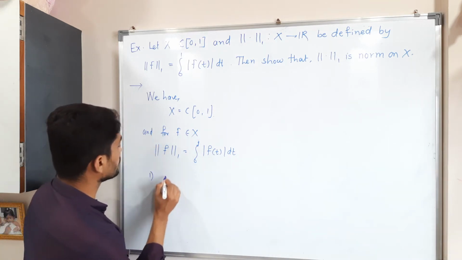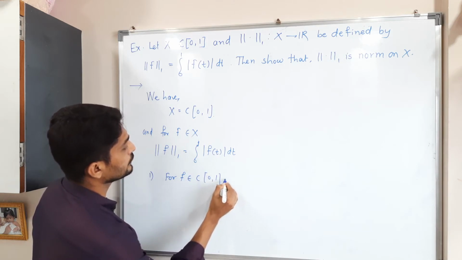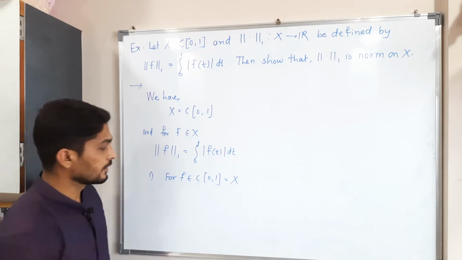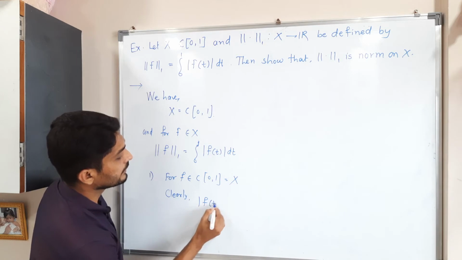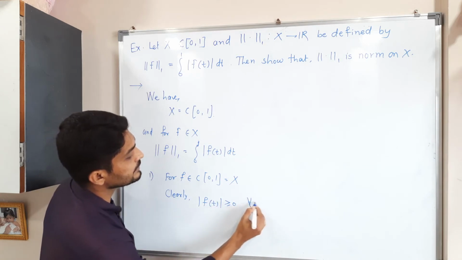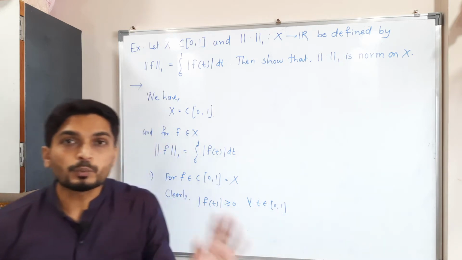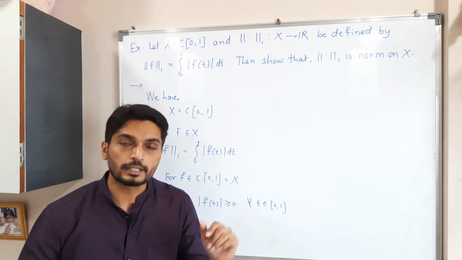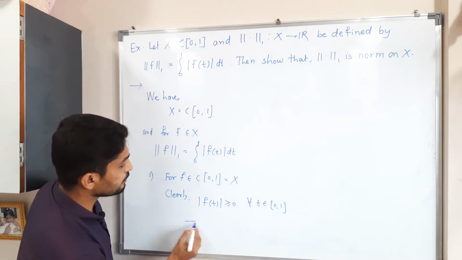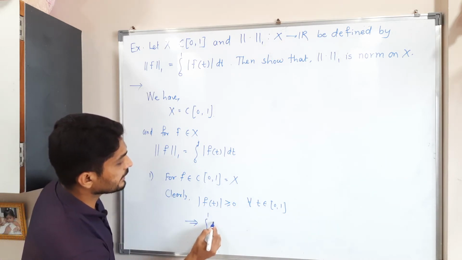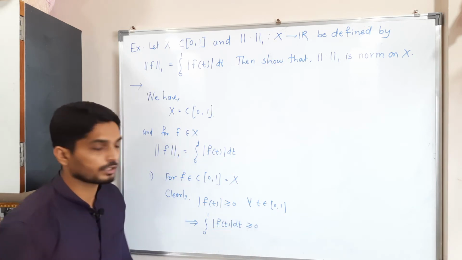The first condition I'm going to check: for f belongs to C closed interval 0 to 1, which is our x. If you take any member of x, what will happen? Clearly, one thing we can write directly is that mod f of t is greater than or equal to 0, and this is true for all t belongs to closed interval 0 1. When we take a mod, no need to worry about the negative sign, mod cannot be negative, so it is greater than or equal to 0, 101% true. If the function is non-negative and you take its integration, obviously the value of the integration is also non-negative, that means greater than or equal to 0.